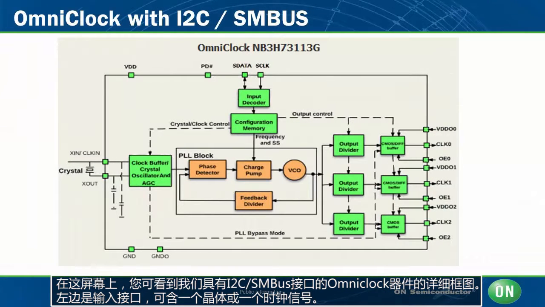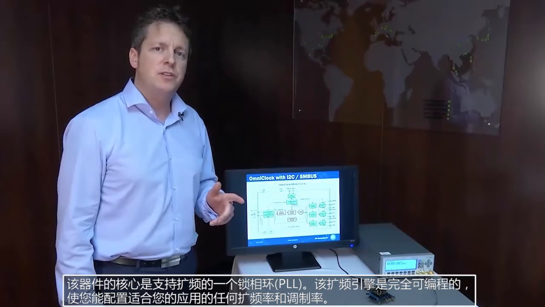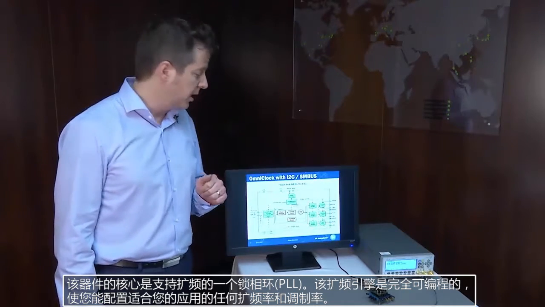On this screen you see a detailed block diagram of our OmniClock device with I2C SMBus. On the left-hand side we see the input interface which can accommodate a crystal or a clock signal. The heart of the device is a PLL which supports spread spectrum. The spread spectrum engine is fully programmable, allowing you to configure deviation and modulation rate to whatever suits your application.